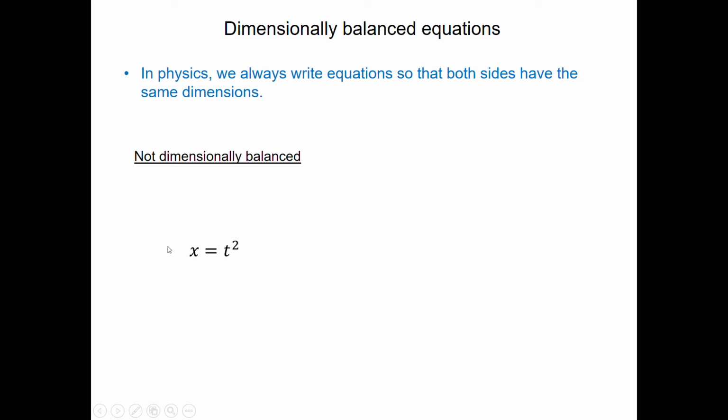The problem with this kind of equation, which I would call not dimensionally balanced, is that the dimensions of the right-hand side are seconds squared, time squared, and the dimensions of the left-hand side would be distance. They don't match. They're different, and so it's not dimensionally balanced. The problem is, if you write down this equation and you show it to someone else, or if Giancoli put it in the book, there's multiple interpretations for what that means.